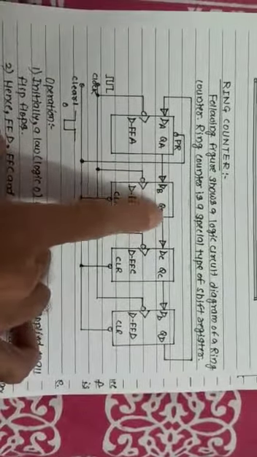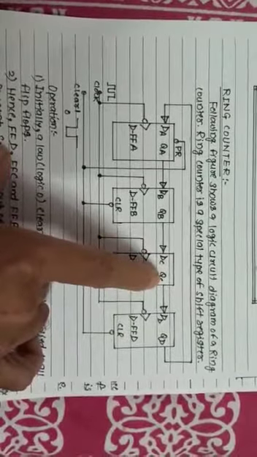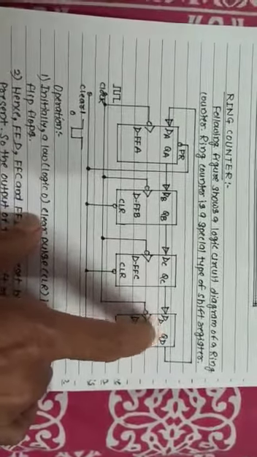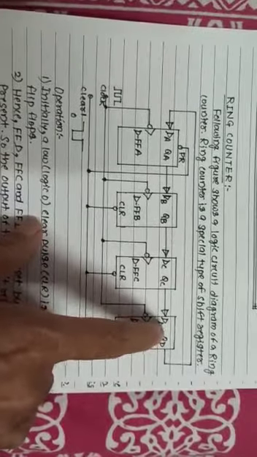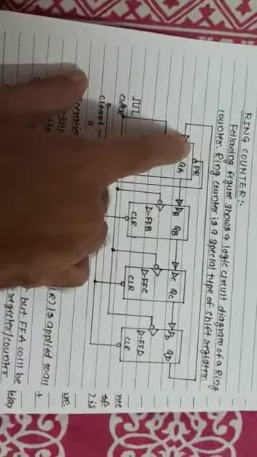Output of first is used as an input to the second. Output of second is used as an input to the third. Output of third is used as an input to the fourth, and output of the last, that is the fourth flip-flop, is used as an input to the first flip-flop.